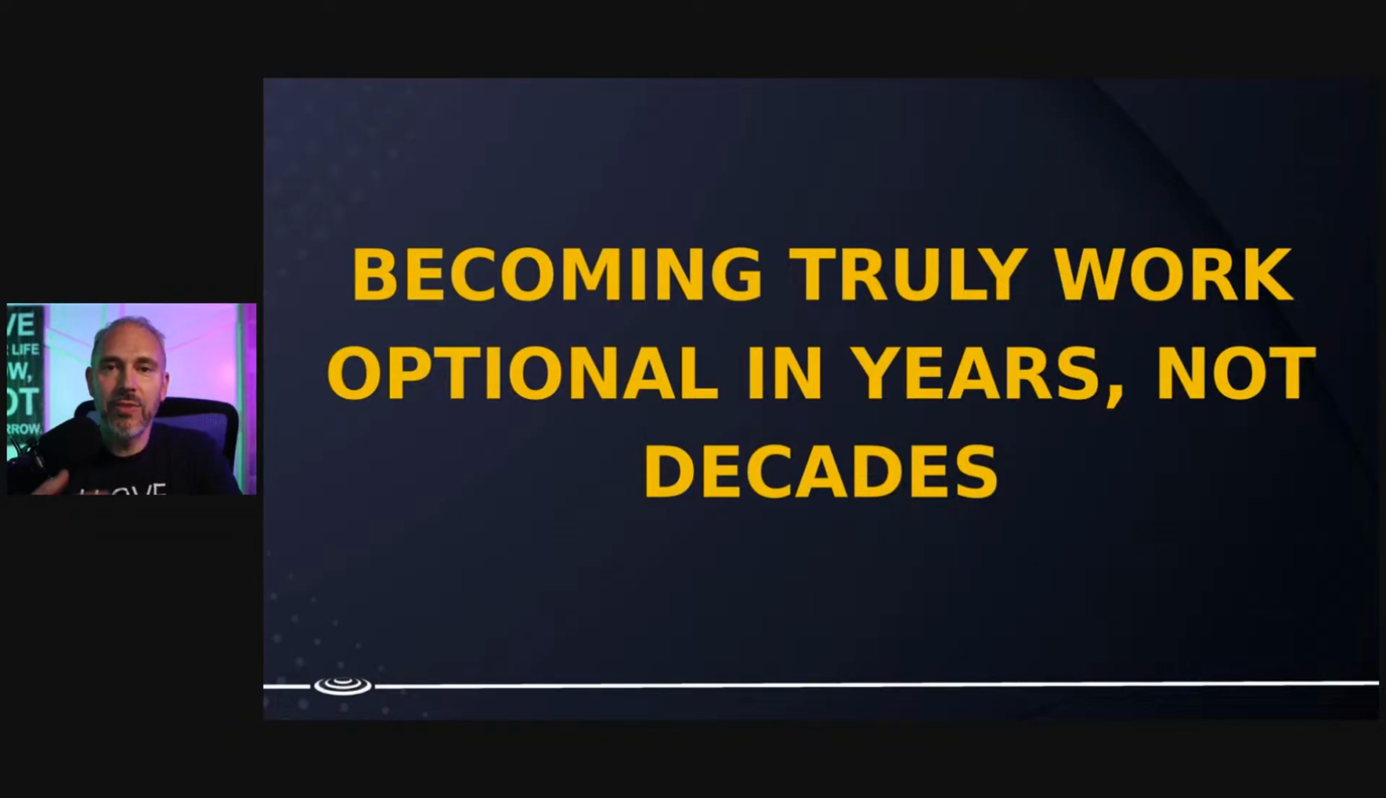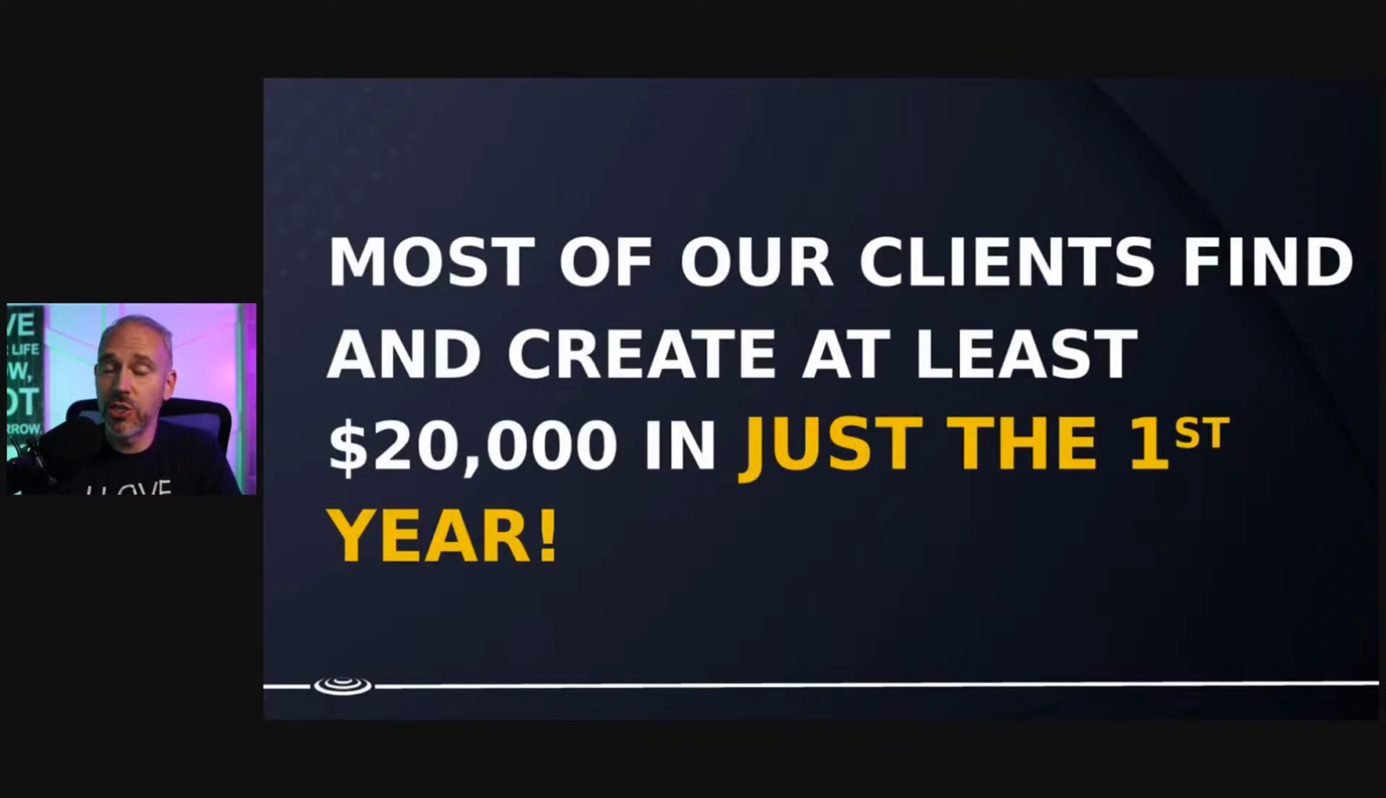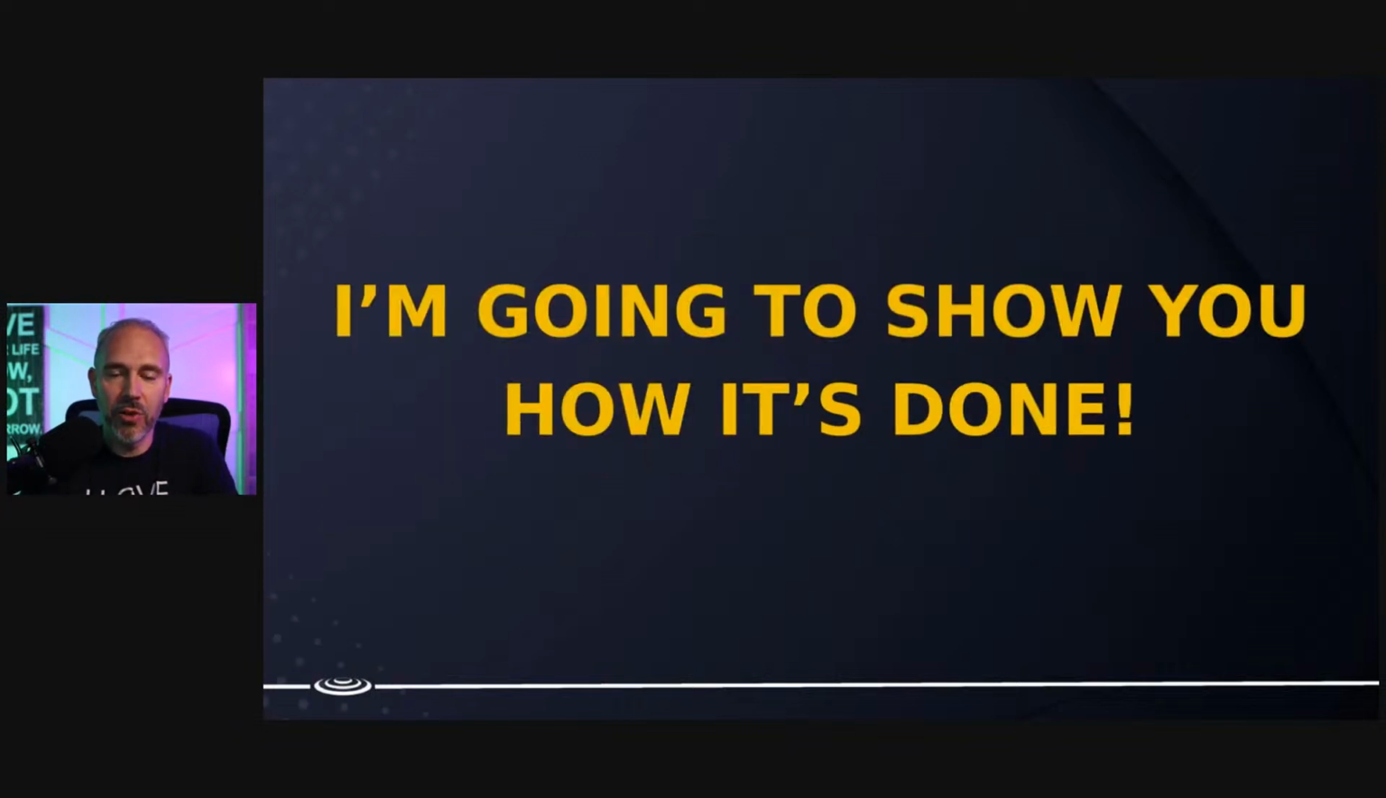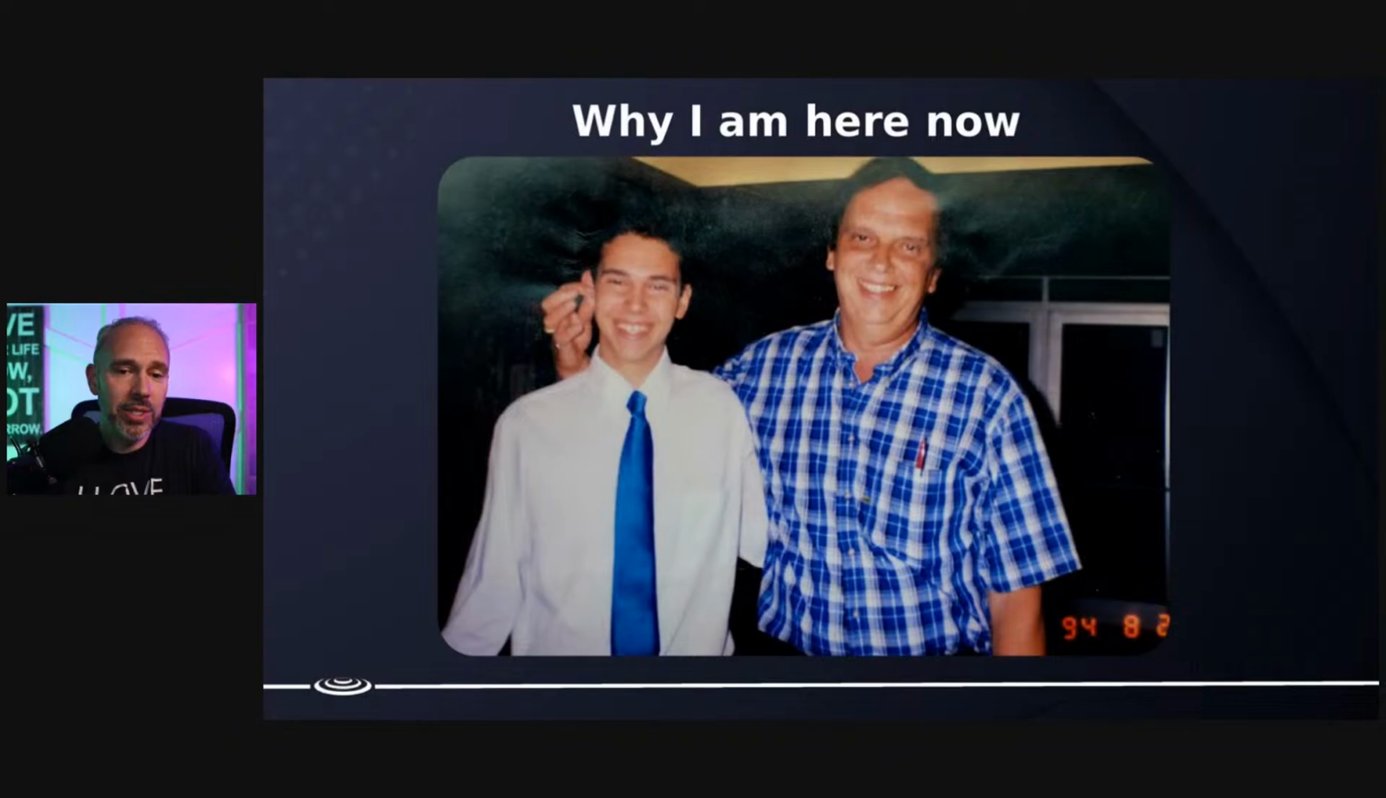But again, I'm going to give you more of a sneak peek and even a little bit more, because some people said about the book, "I wish you gave more of the stories of the how-to." That's what I'm going to do right now. This is where people can become work optional in years, not just decades, including yourself. Most of our clients find at least $20,000 in just the first year alone. That's on the low end. Usually it's well higher than that for many of our clients. So I'm going to show you exactly how it's done.